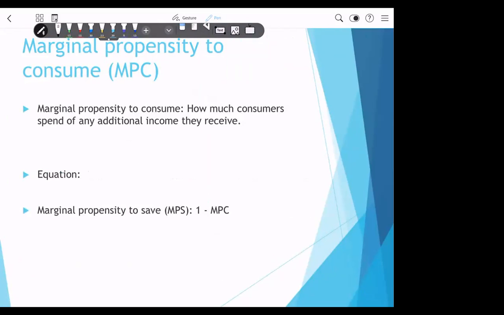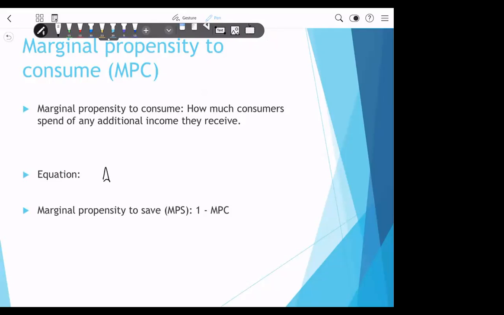Okay, so we're going to introduce a couple more topics here. The marginal propensity to consume, which I don't think we've seen before, but maybe we've seen it in micro in unit 1. No, we didn't see it, okay? The marginal propensity to consume is how much consumers spend of any additional income they receive. That's what it is in words, and like a lot of things, when we talk about something in words, we also like to put it down as an equation.